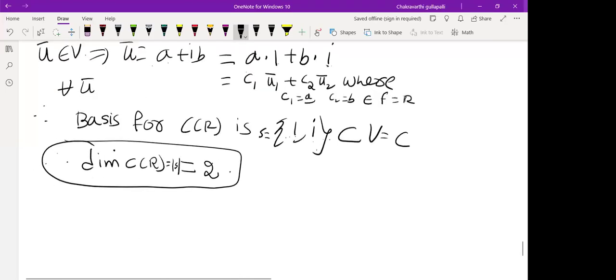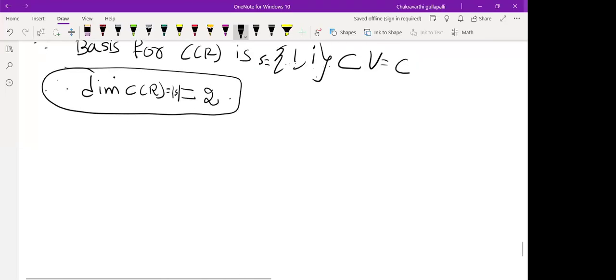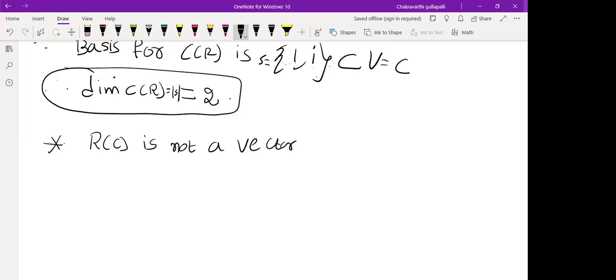Very interesting. Write this interesting point: R over C is not a vector space. Follow that shortcut. R over C is not a vector space. Therefore, the dimension of R over C concept is not applicable.